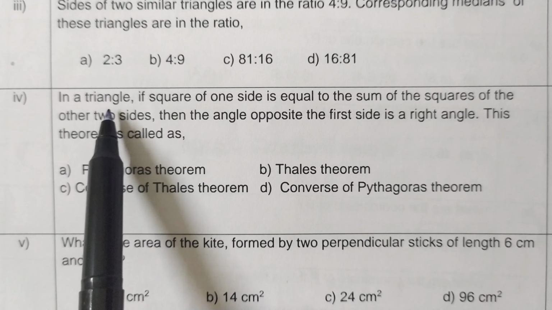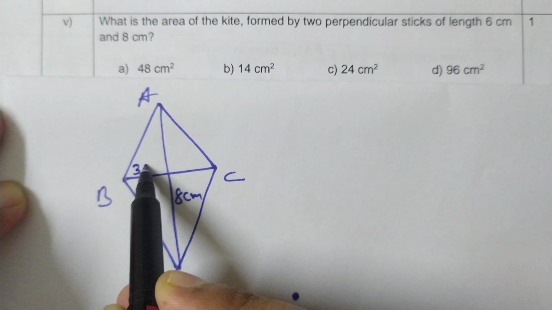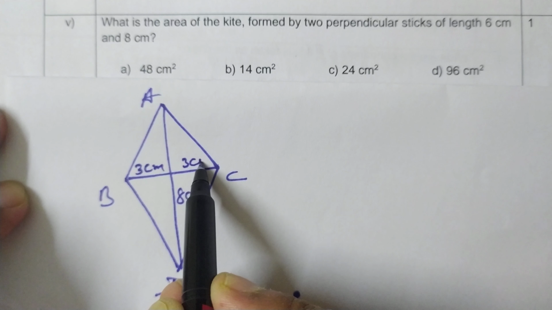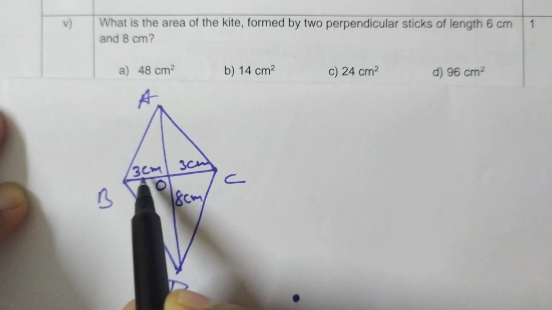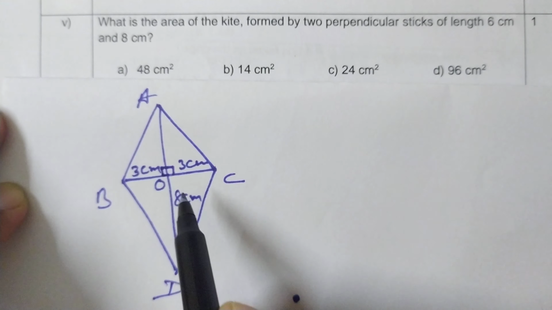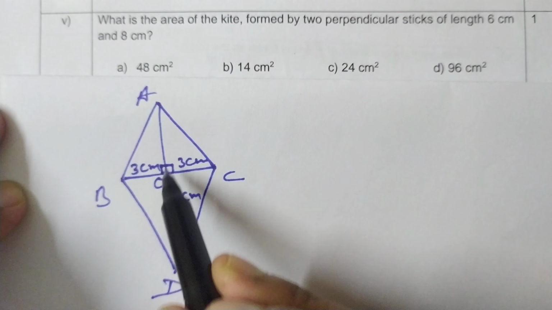So we know the longer diagonal bisects the smaller diagonal. So this is 6 cm, then this will be 3 cm and 3 cm. If the intersection is O, then BO is also 3 and OC is also 3. And this angle is 90 degrees because the diagonals intersect at 90 degrees. So we need to find out the area of this kite.